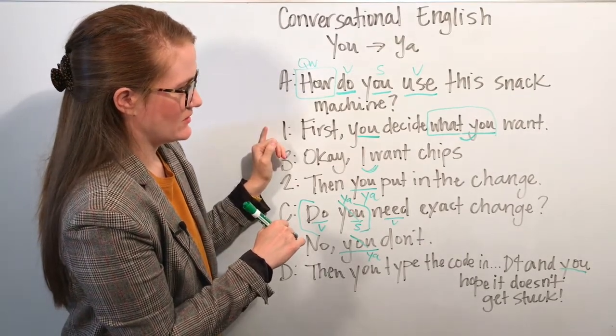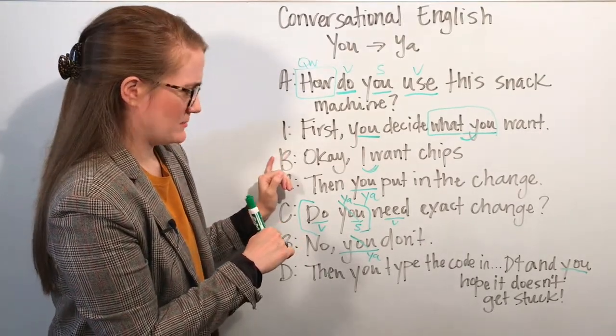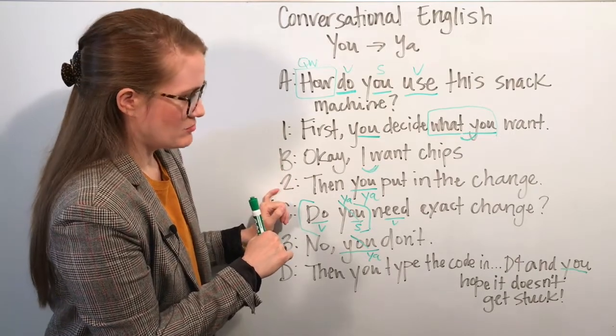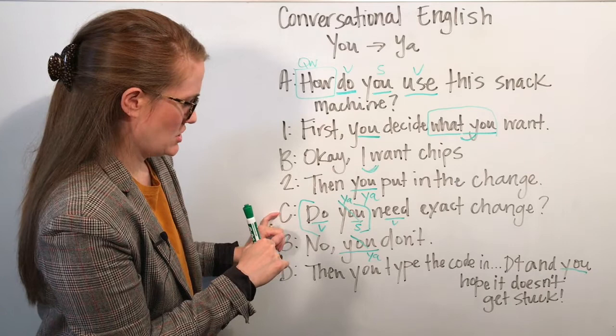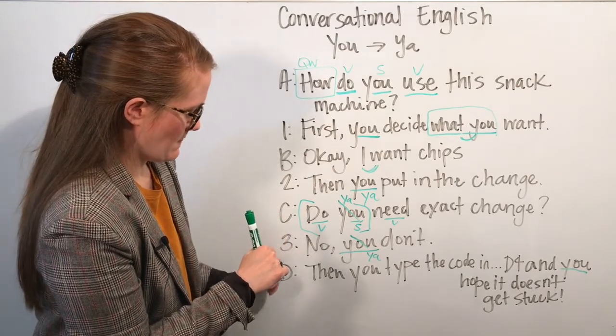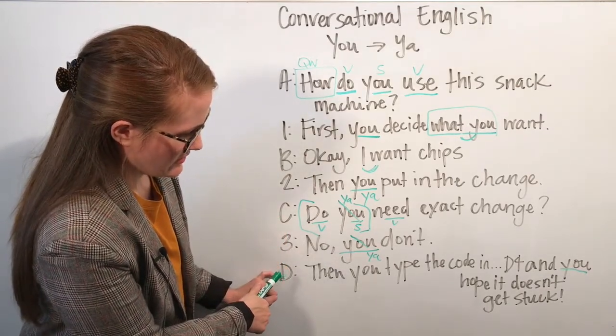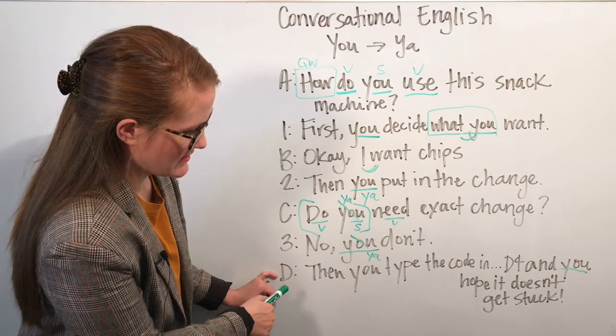Okay, how do you use this snack machine? First, you decide what you want. Okay, I want chips. Then you put in the change. Do you need exact change? No, you don't. Then you type the code in, D4, and you hope it doesn't get stuck.